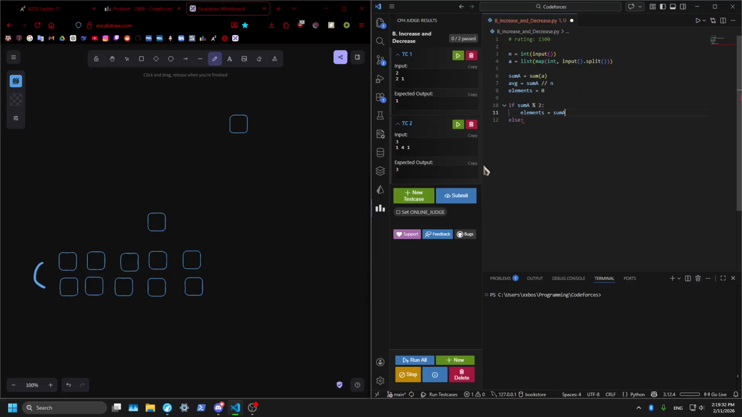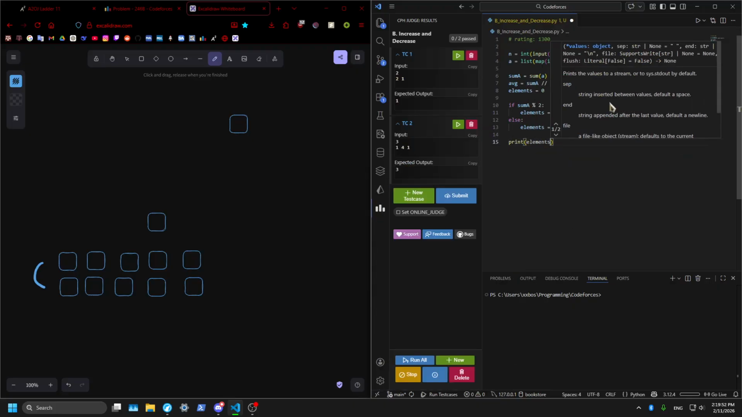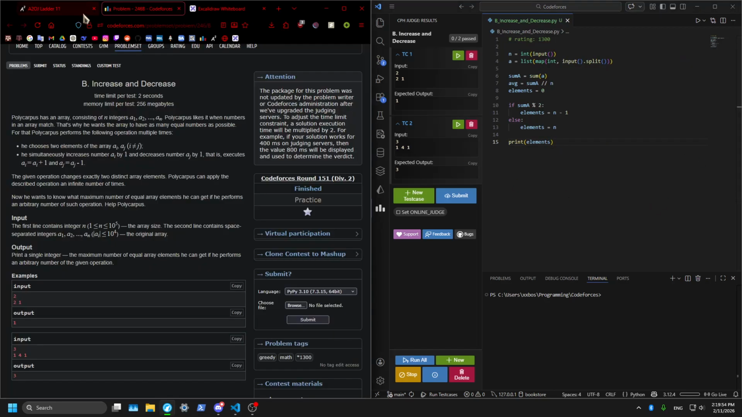This feels very roundabout. Isn't it just N minus 1? Else, elements equals N. Print elements. Can numbers be negative?